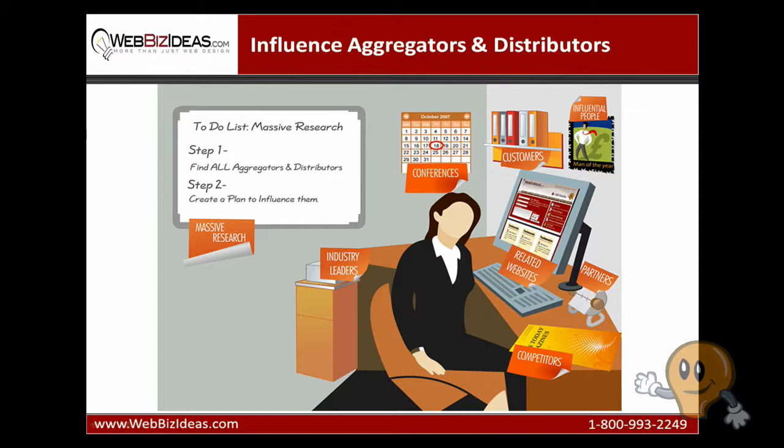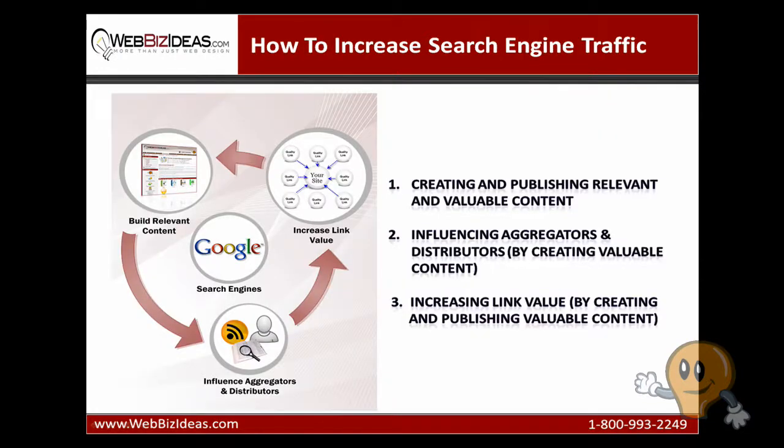So that's it for step 2 of the video series on improving search engine traffic. Remember, step 1 was producing this content, and step 2 is how to take this content and influence influential people within your industry. And finally, next I'm just going to review about basically how to create the most link value when you're doing this.